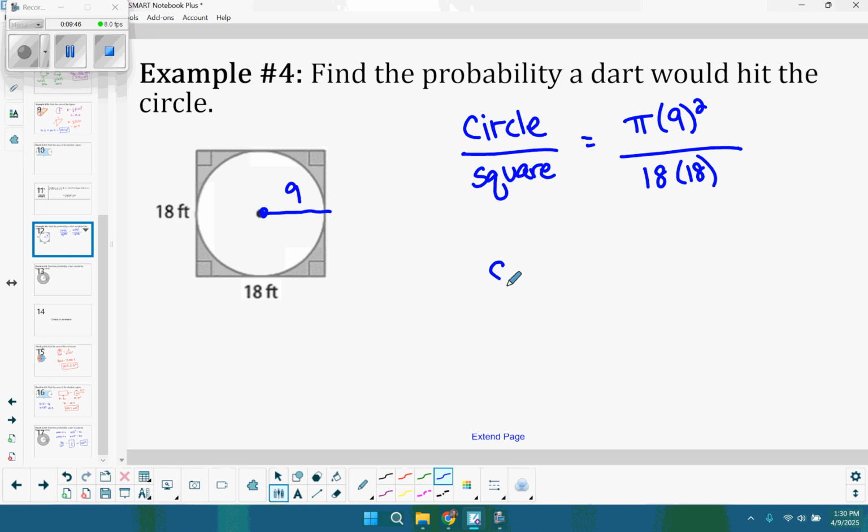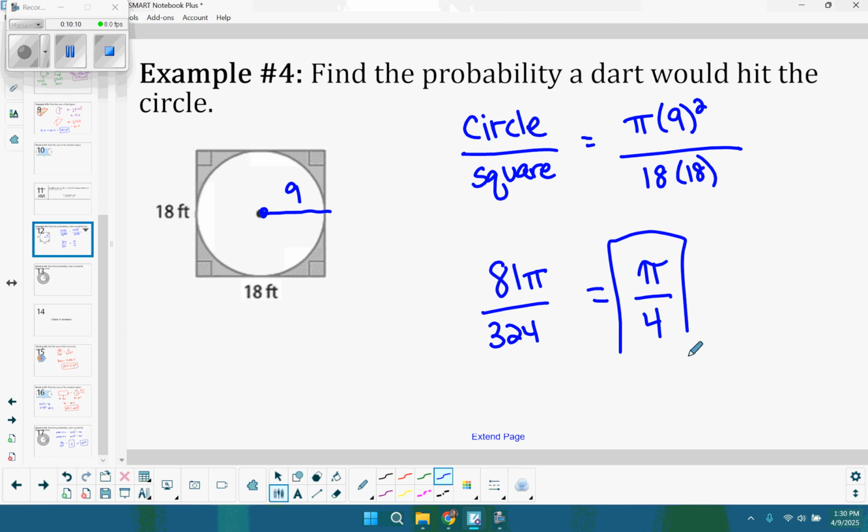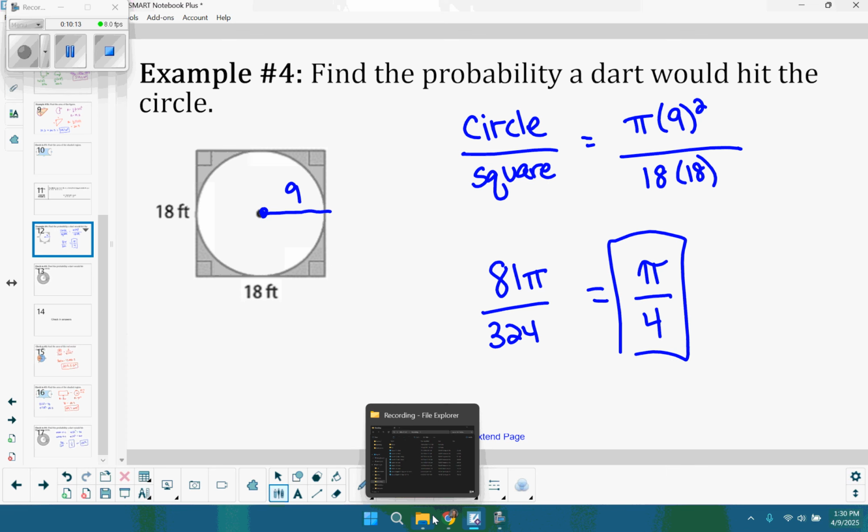So this is going to be 81 pi over 324. If this was something like a final exam, they may give the answer as exact, in which case they would do 81 over 324. They would reduce the fraction, and that's 1 over 4. So my answer would have been pi over 4, and that's a perfectly acceptable answer.